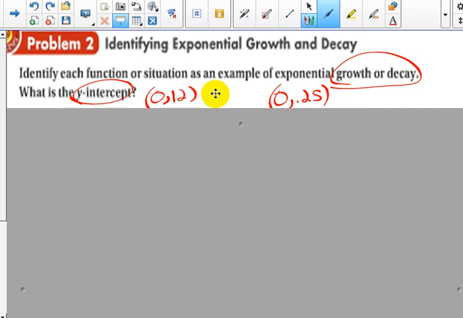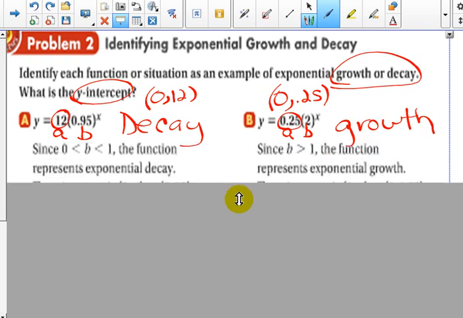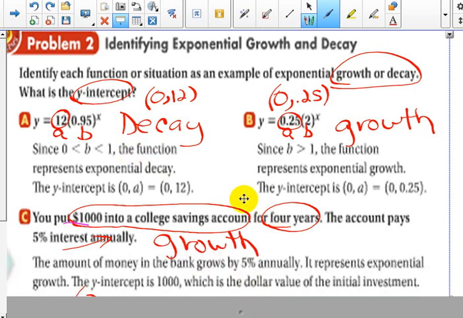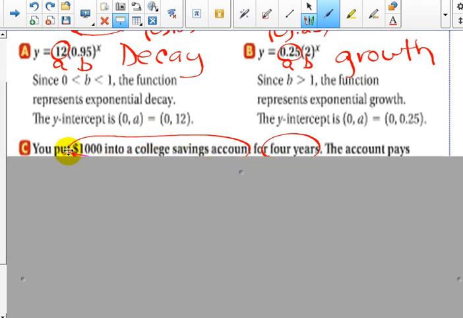Okay, moving along quickly here. It says identify exponential growth and decay. Problem 2 says identify each function or situation as an example of exponential growth or decay. What is the y-intercept? We've already done this. This is just like the previous problems that we did, 5 through 10, excuse me. So we're good there. Now let's do a model with this. Let's determine how we apply exponential growth and decay to a real world situation.